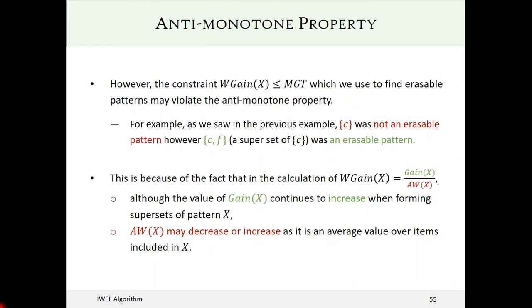However, the constraint, whether the weighted gain of X is less than or equal to the maximum threshold or not, which we use to find erasable patterns, may violate the anti-monotone property. For example, as we saw in the previous example, pattern C was not an erasable pattern. However, CF, which is a superset of C, was an erasable pattern. This is because in the calculation of the weighted gain of X, although the gain of X continues to increase when forming supersets of pattern X, the average weight of X, or AW of X, may decrease or increase as it is an average value over the items included in X.